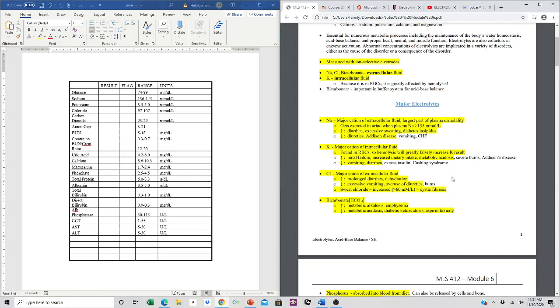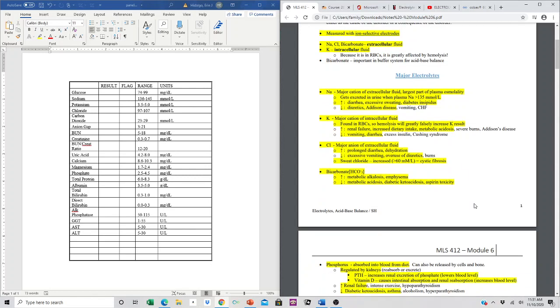Potassium, the major cation in the intracellular fluid, so inside the RBCs, increased with renal failure, increased dietary intake. There have actually been case studies of people who had high potassiums because they ate, like, 20 bananas every day or something crazy like that. Also associated with metabolic acidosis. I'm not going to go down that road yet because we're going to be talking about acid-base balance later in the same module. And then decreased potassium is associated with vomiting and diarrhea.